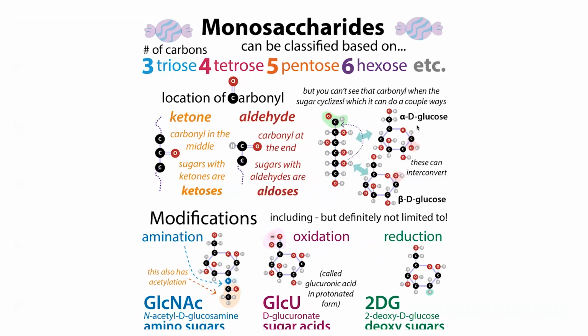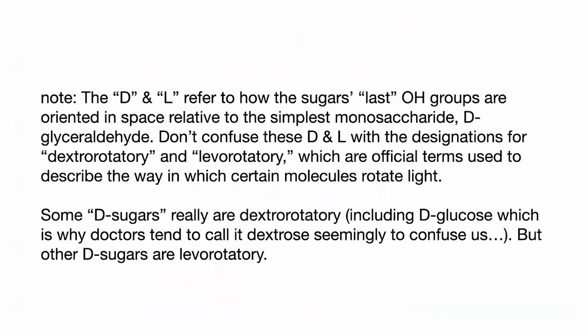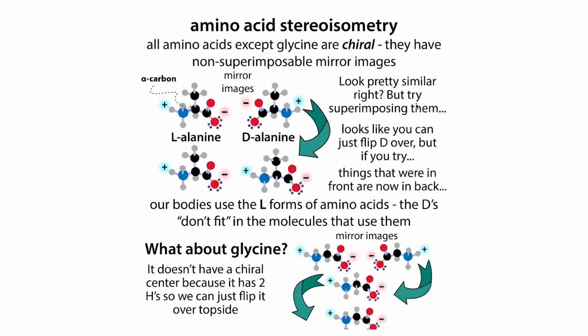But when we talk about this D, this can get kind of confusing because it has to do with stereochemistry typically. But this D and the L is actually referring to how the sugar's last OH group is oriented in space relative to the simplest monosaccharide, D-glyceraldehyde. So basically it has to do with how things are oriented, not the beta alpha orientation, but more in terms of the actual stereochemistry as a linkage. So differences that you can't just interconvert between.